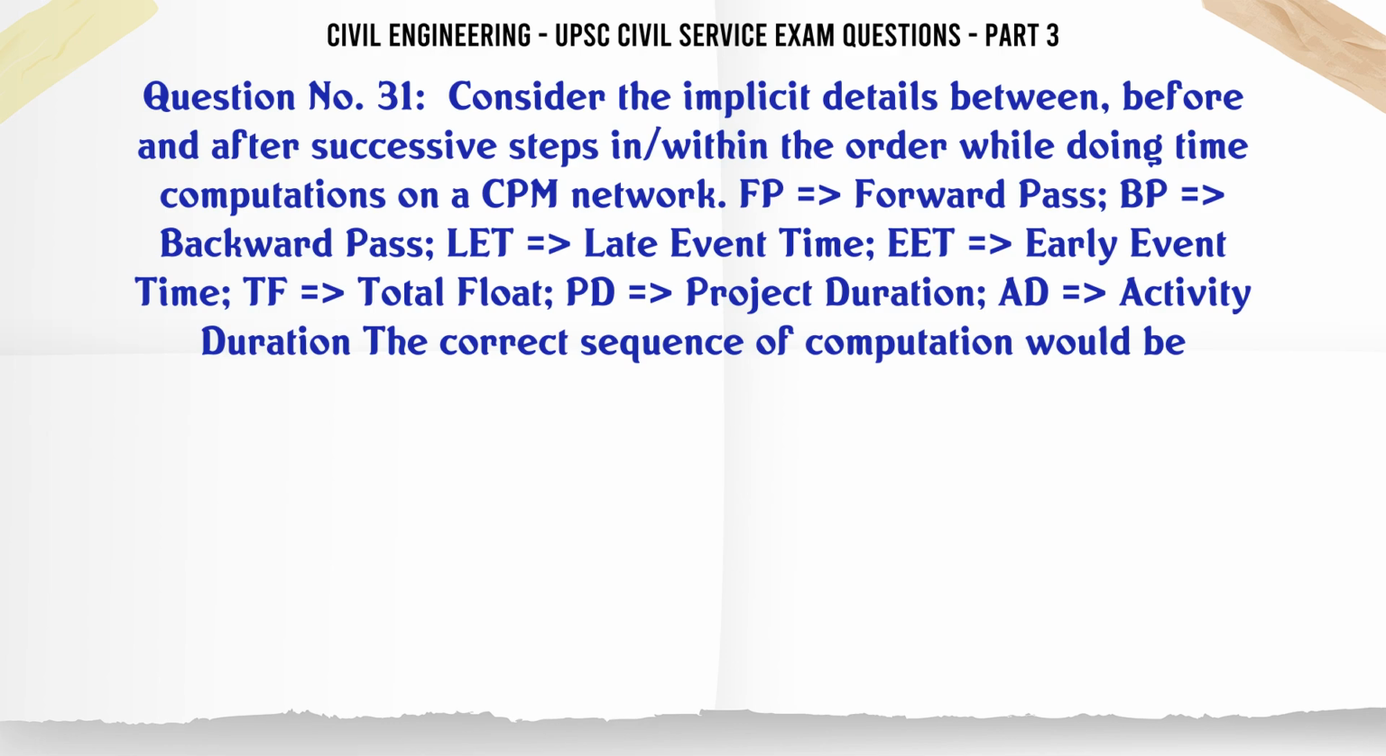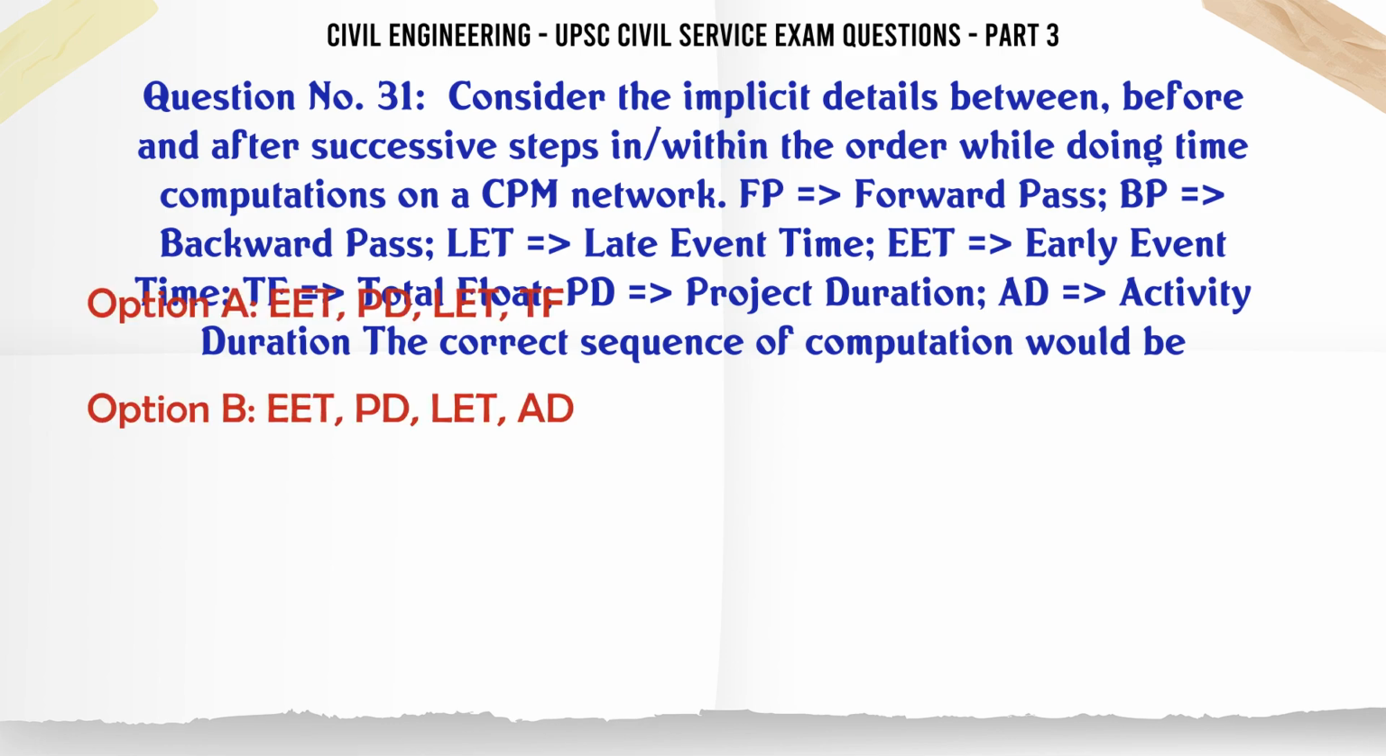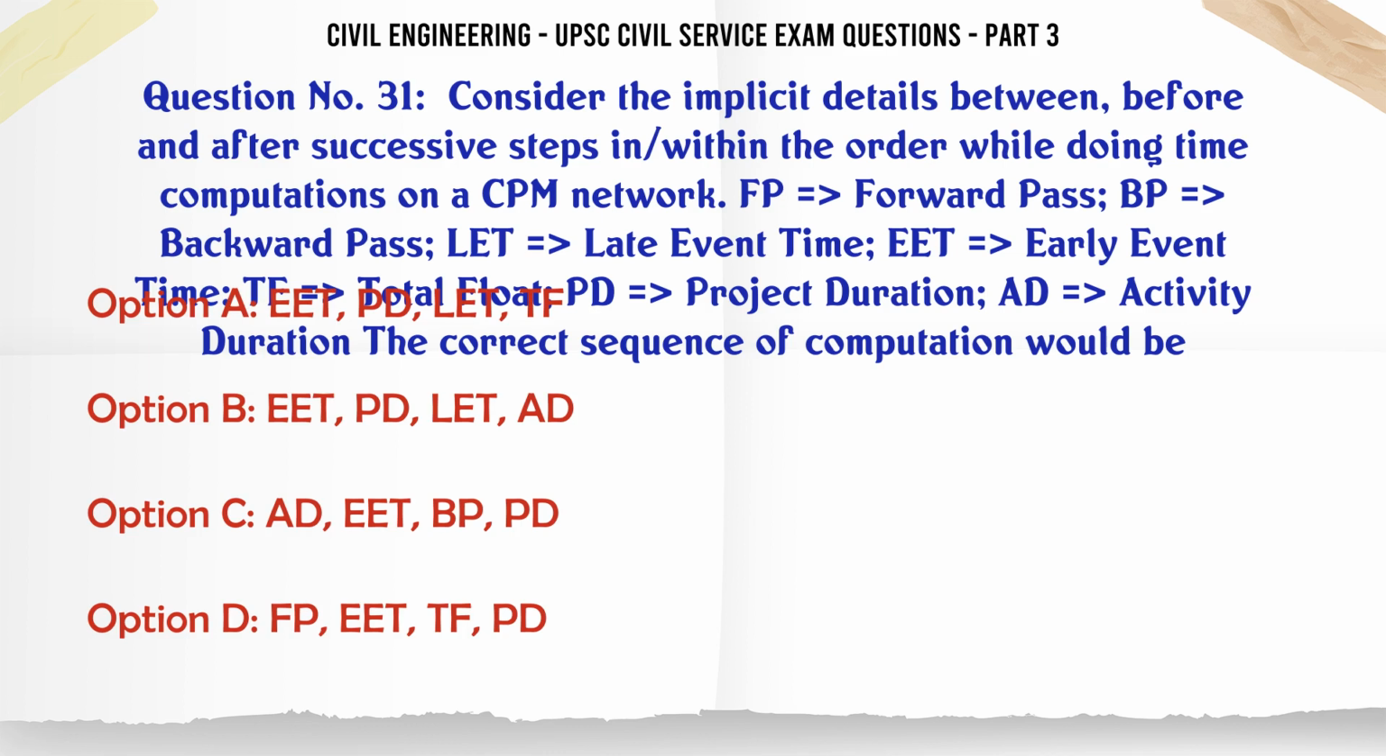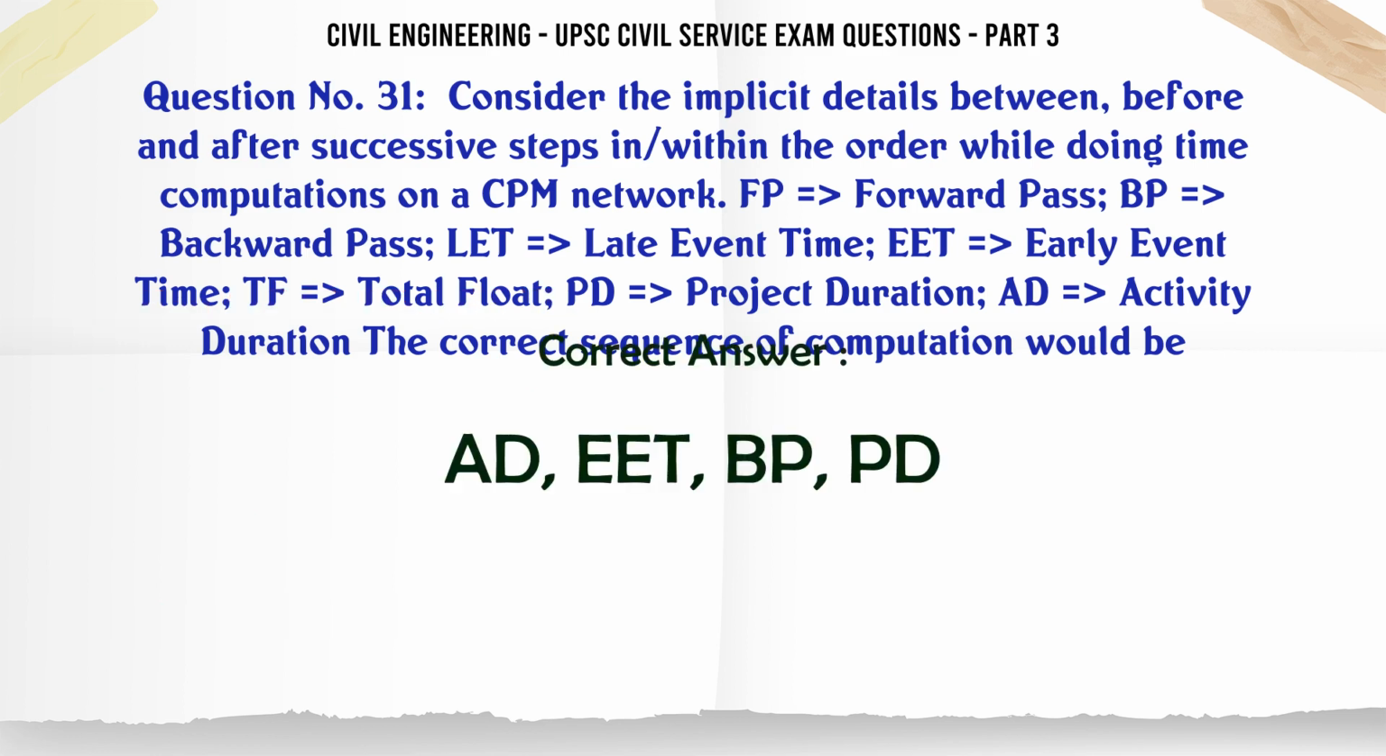Consider the implicit details between successive steps in the order while doing time computations on a CPM network. FP forward pass, BP backward pass, LET late event time, EET early event time, TF total float, PD project duration, AD the activity duration. The correct sequence of computation would be A. EET PD LET TF. B. EET PD LET AD. C. AD EET BP PD. D. FP EET TF PD. The correct answer is AD EET BP PD.